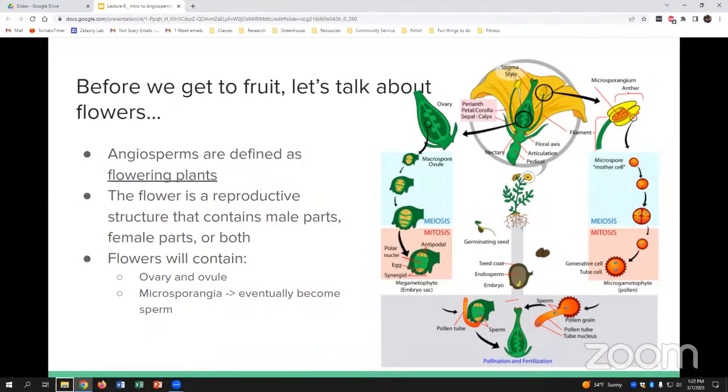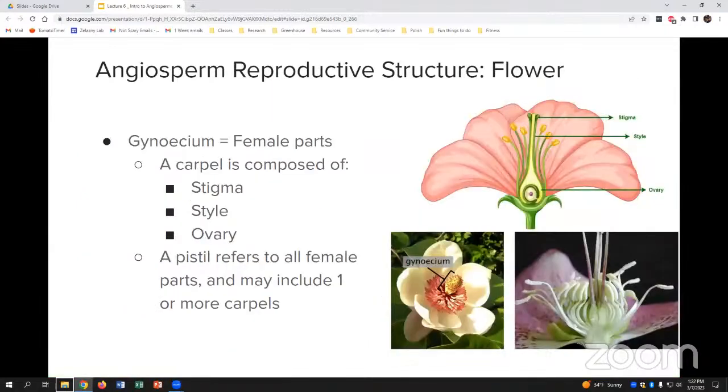Okay. So the female parts in the flower are going to be the ovary and ovule and related structures. The male parts are going to be descended from those microsporangia that are going to eventually become sperm. We're going to have some very specific flower words to refer to all these associated structures. Right there, we have an angiosperm life cycle, a basic one that we'll pull up a couple of times to walk through bits of it. We're going to talk about the parts of the flower first. The female parts are technically referred to as the gynoecium.